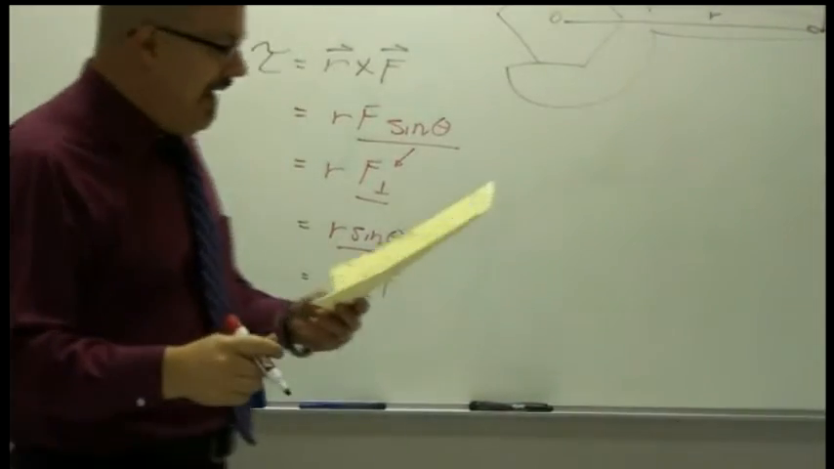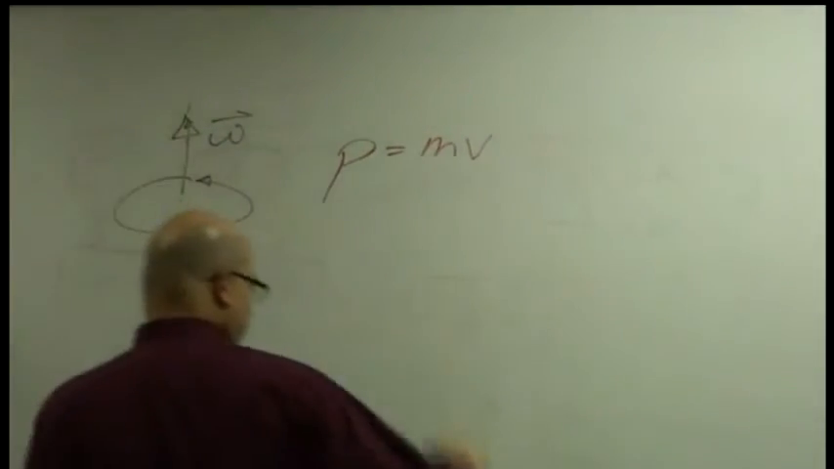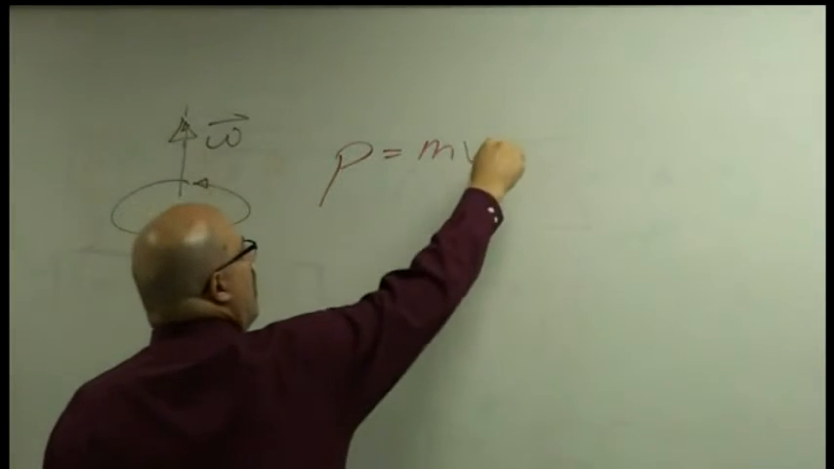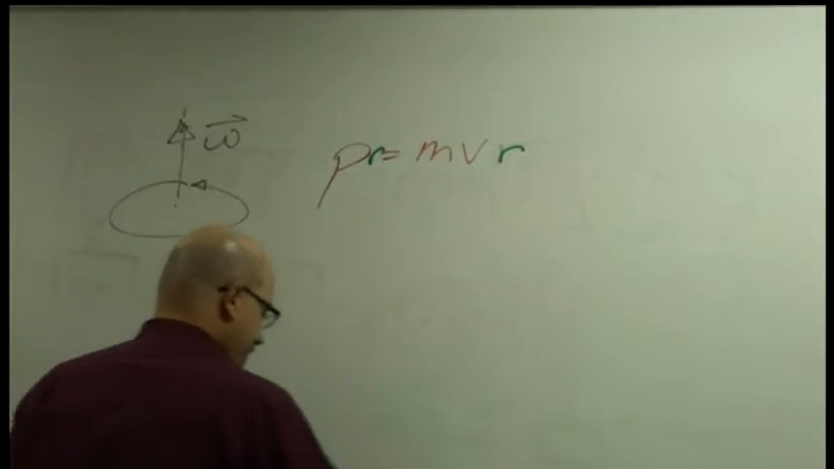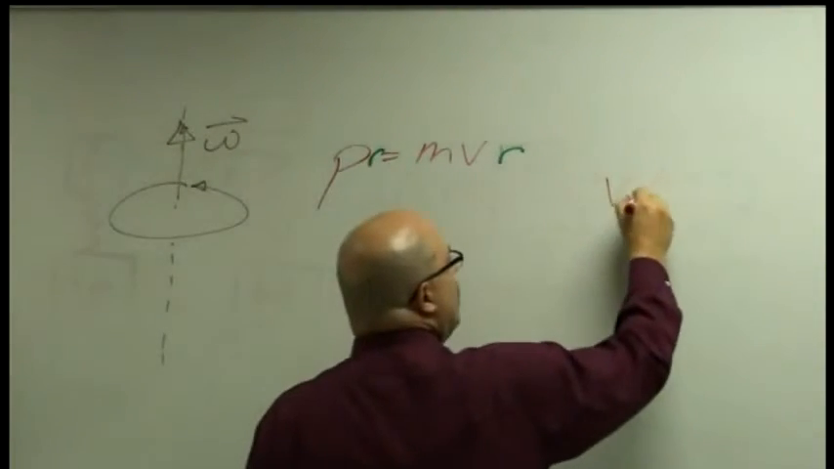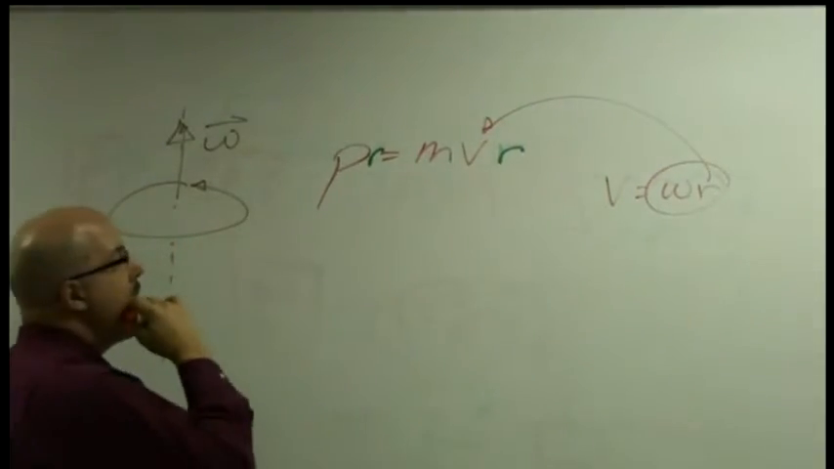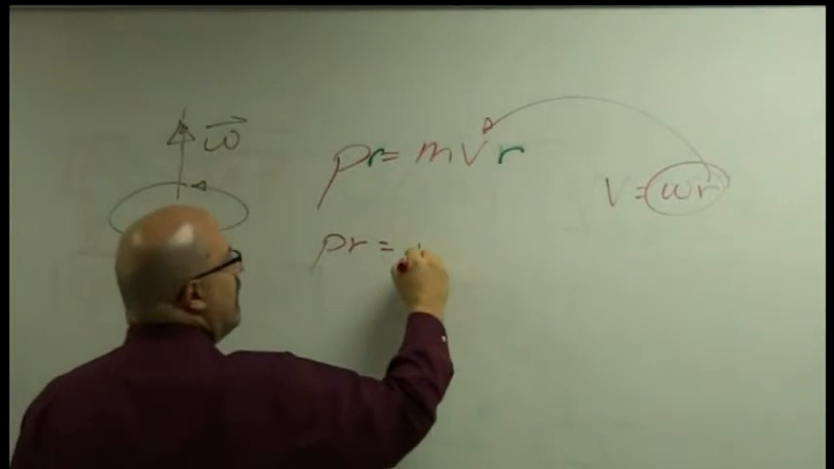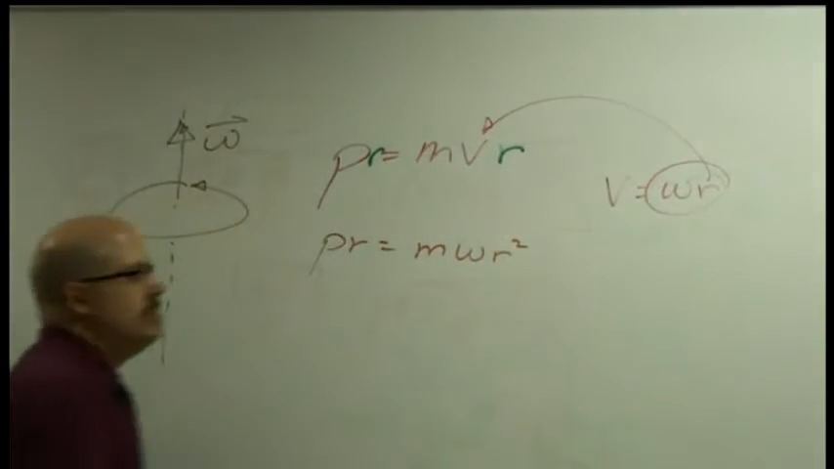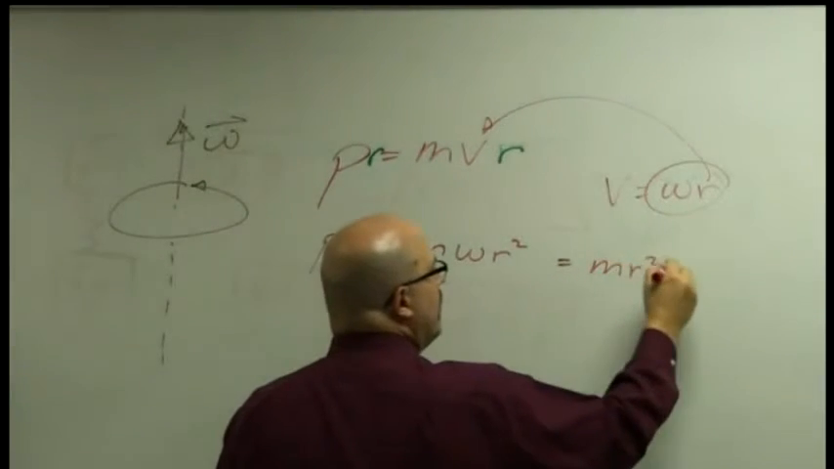Okay, so here's a little backhanded way of getting angular momentum. Momentum equals mv, right? Is everybody okay if I just multiply both sides by r? So p r. And we know that v equals omega R, right? I'm going to plug that in here. So I get pR equals M omega R squared. Now I'm going to rewrite that as MR squared omega.